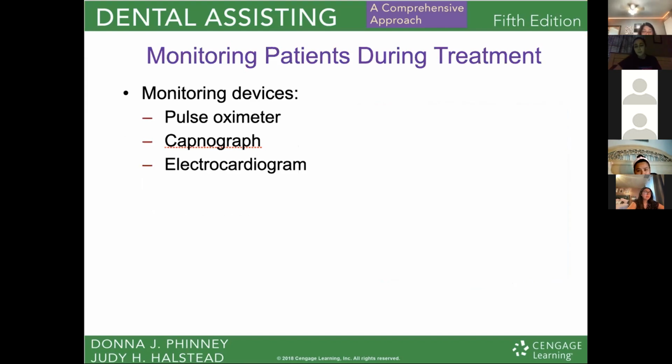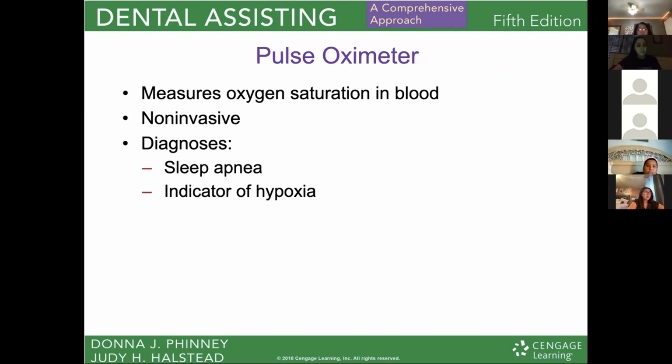So monitoring patients during treatment is very important. Especially if they're in sedation, you want to use devices like a pulse oximeter, a capnograph, and an electrocardiogram if necessary. So a pulse oximeter is used to measure the oxygen saturation of a patient's blood, changes in blood volume in the skin, and the pulse. It's non-invasive. All it is, is a little device that goes over the person's fingernail.